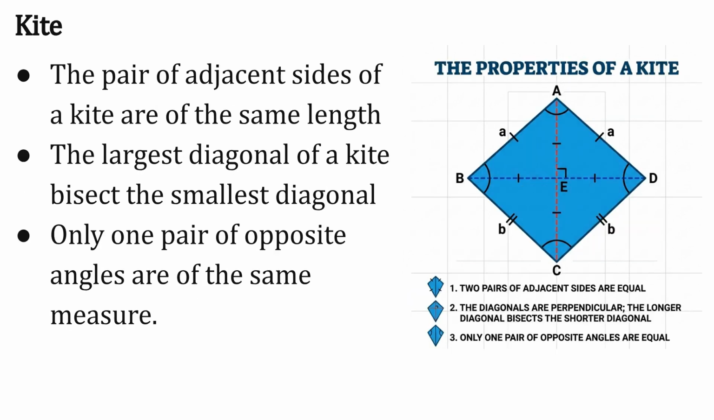Kite. The pair of adjacent sides of a kite are of the same length. The largest diagonal of a kite bisects the smallest diagonal. Only one pair of opposite angles are of the same measure.